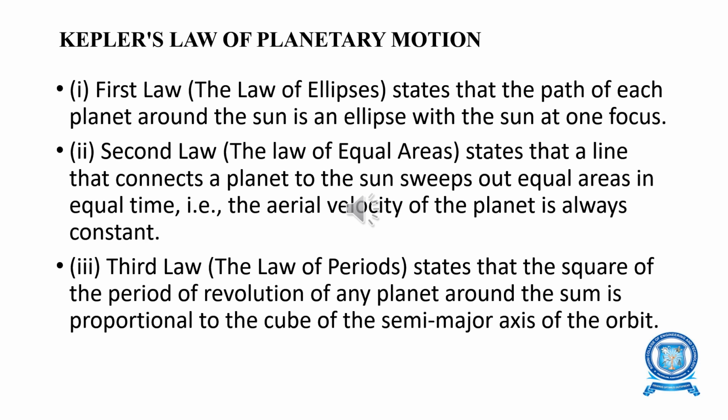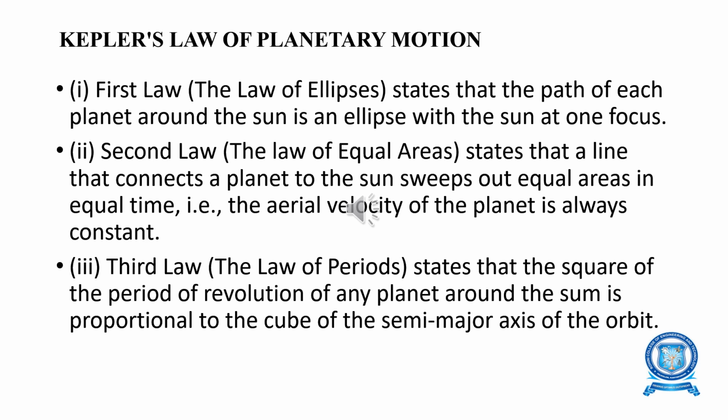Second law, the law of equal areas, states that the line that connects a planet to the sun sweeps out equal areas in equal time. That is, the areal velocity of the planet is always constant. Third law, the law of periods, states that the square of the period of revolution of any planet around the sun is proportional to the cube of the semi-major axis of the orbit.